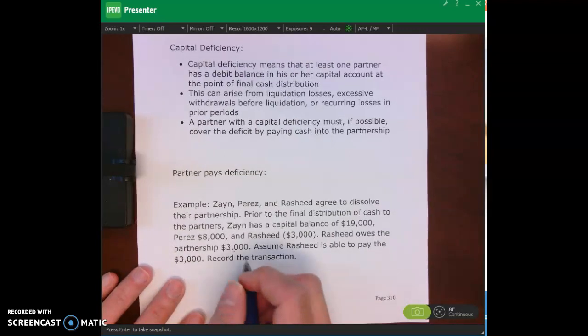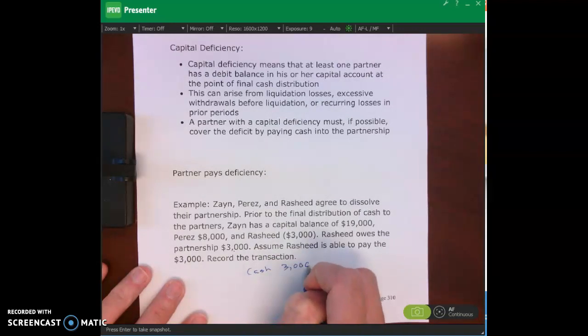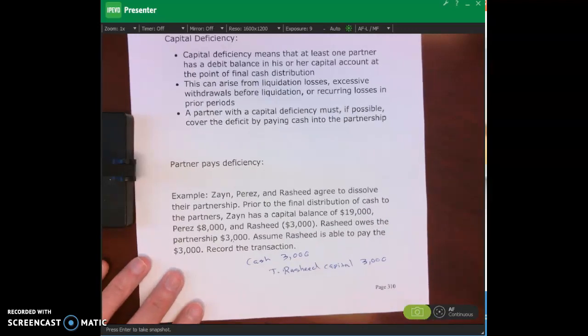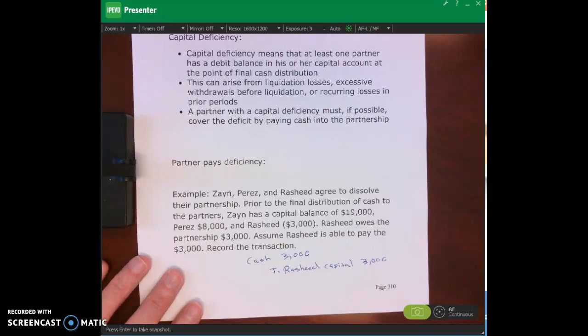So when Rashid pays the $3,000, we debit cash for the $3,000, and then we credit T. Rashid Capital for our $3,000. Now, what's the balance in Rashid capital? It's zero, right? Because it is debit here. We credit it here. The balance is now zero. Okay? So now what we can do is just show the normal withdrawal of the cash to the partners, just like we did in step 3 a few pages ago.